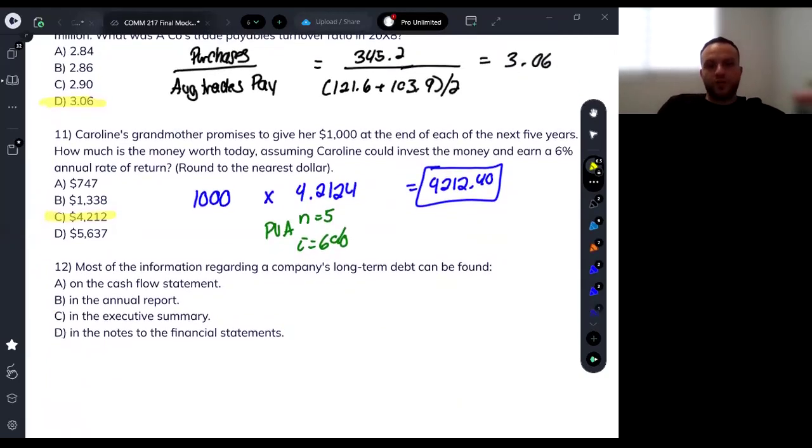Most of the information regarding a company's long-term debt is actually in the notes to the financial statements, right? That's where you have all of it.